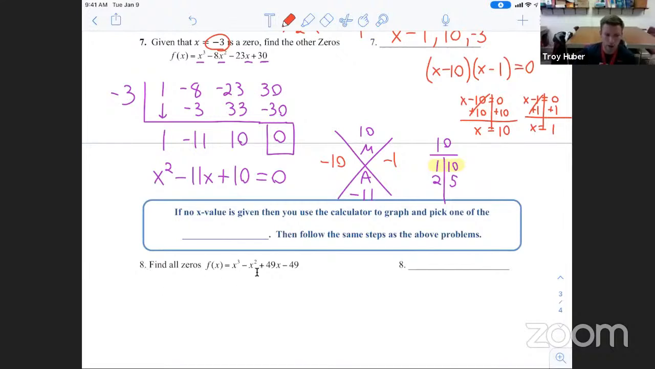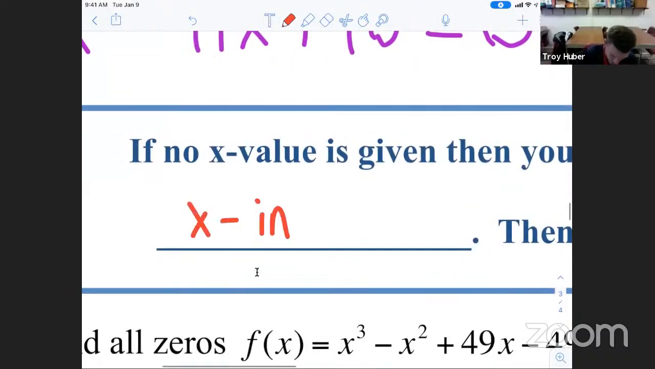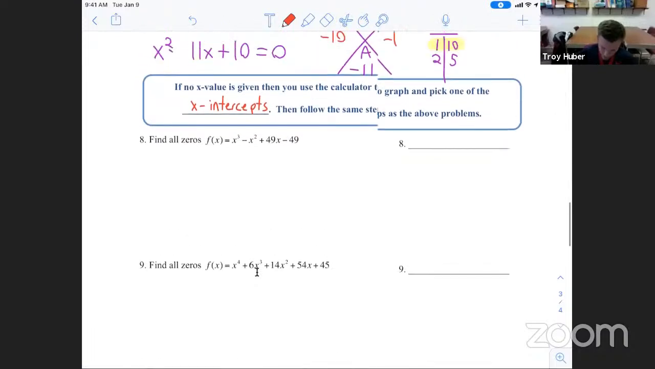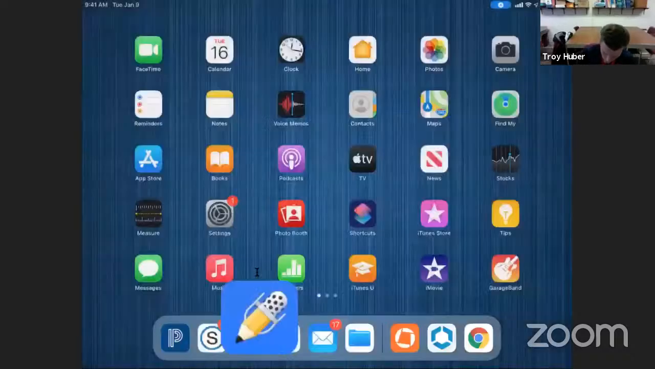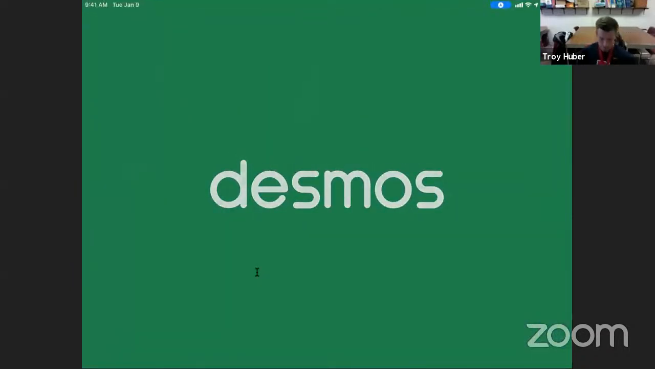Okay, now if no x value is given, then you have to use your calculator to graph and pick one of those x-intercepts, and then you just do the same thing. All right, so we look at the x-intercepts. All right, so if you're having trouble on these problems, I like an app called Desmos. All right, so that app looks like this here in the green.